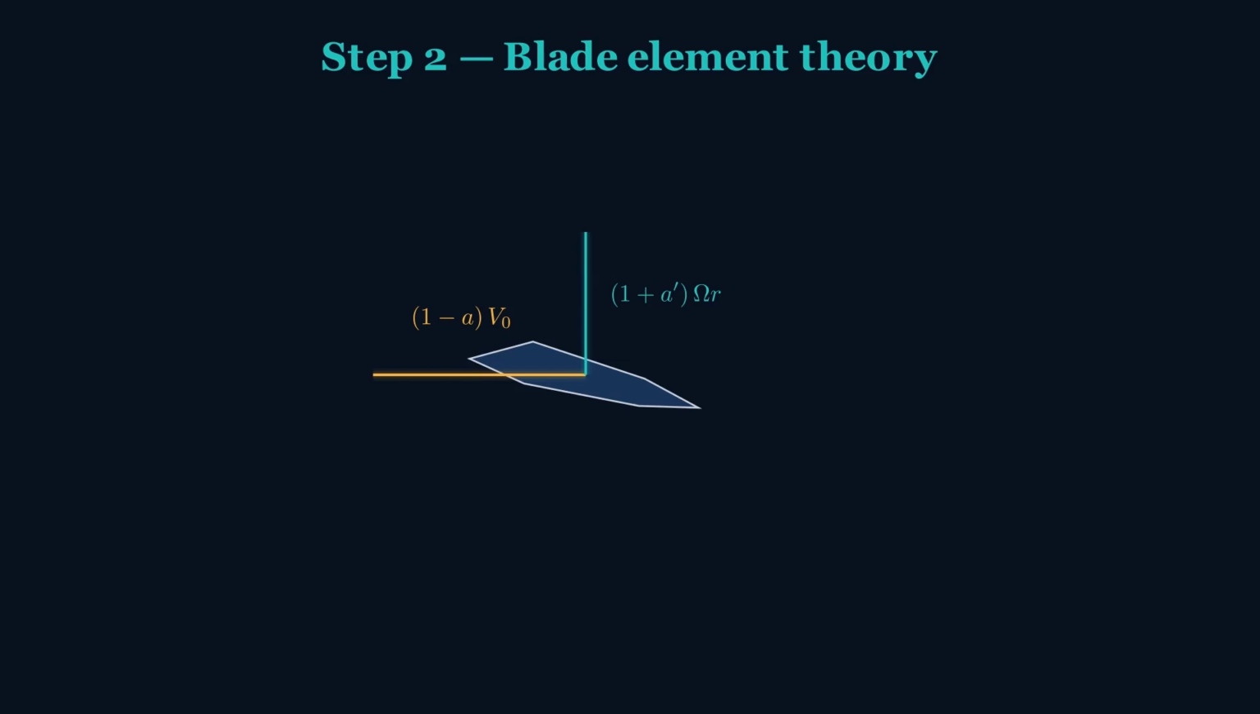The rotation also nudges the air around, and that's our second unknown, a prime. Add those 2 together and you get the relative wind, W, the airflow the slice actually feels. The angle it makes with the rotor plane is the inflow angle, phi, our third and final unknown.